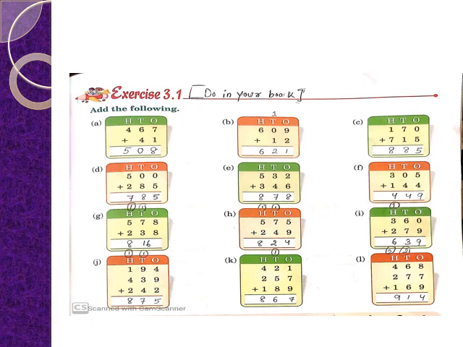578 plus 238. 8 plus 8, 16. 6 carried 1. 7 plus 3, 10. Plus 1, 11. 1 carried 1. So 5 plus 2, 7. Plus 1, 8. Bit number H, 575 plus 249.